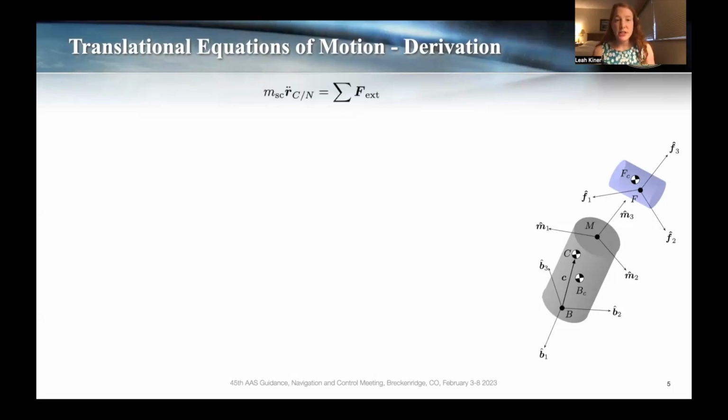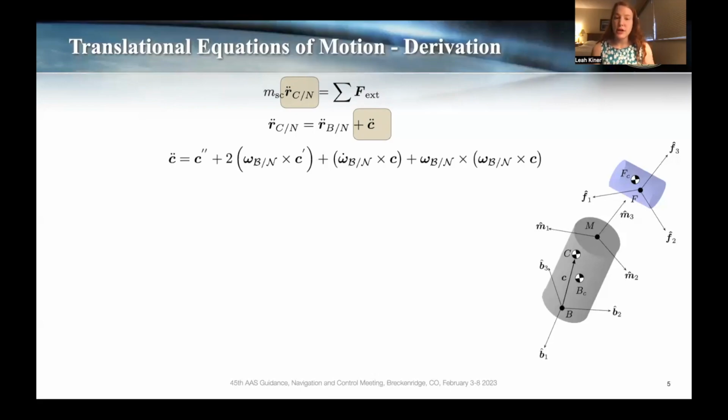So first, for our translational equations of motion, we start from Newton's second law for the acceleration of the center of mass of our system with respect to the inertial frame here. So this c vector here is denoted as the vector from our B frame origin to the center of mass of our system. So we essentially need to find our inertial acceleration of this c vector. Anytime we see a dot in this derivation, it denotes an inertial time derivative. However, when we see a prime, this denotes a B frame relative time derivative here.